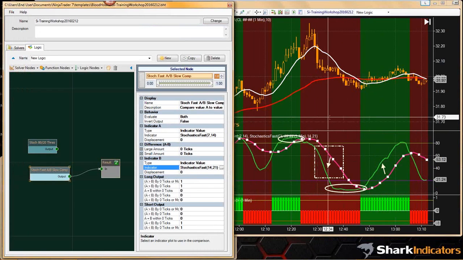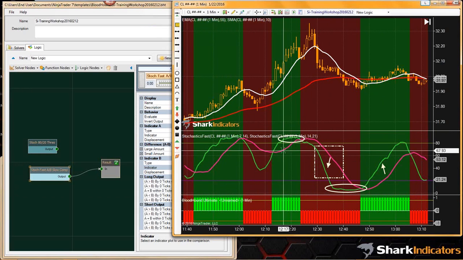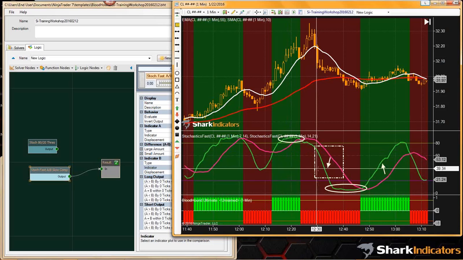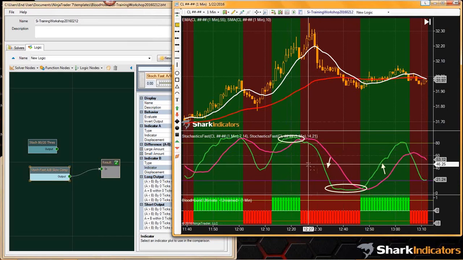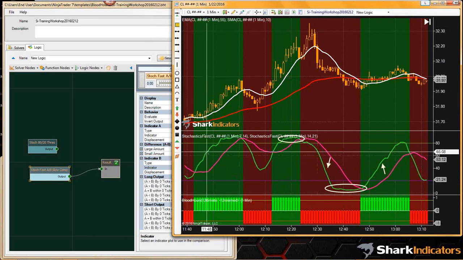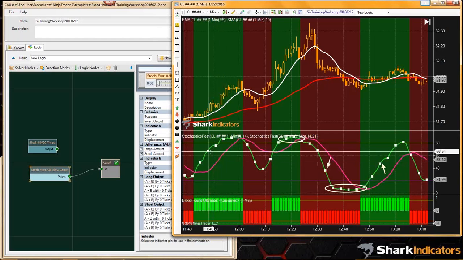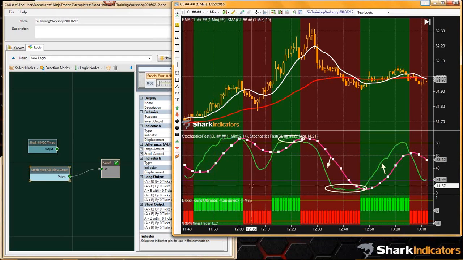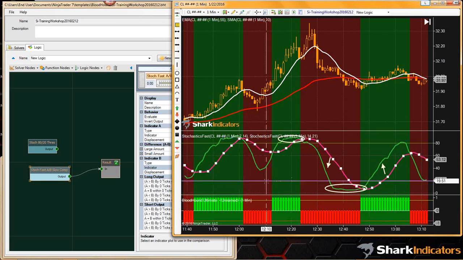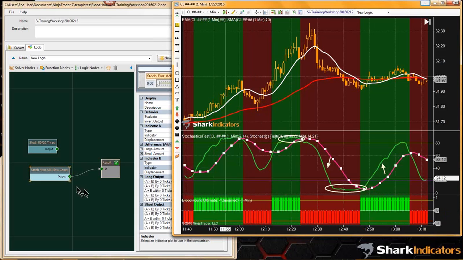And so that's it. So now if we look at the chart, let's get rid of that. You can see whenever the green stochastics is above the slower red stochastics, we're getting a long output, and if the green stochastics is below the red line, then we're getting a short output. So that is condition B.